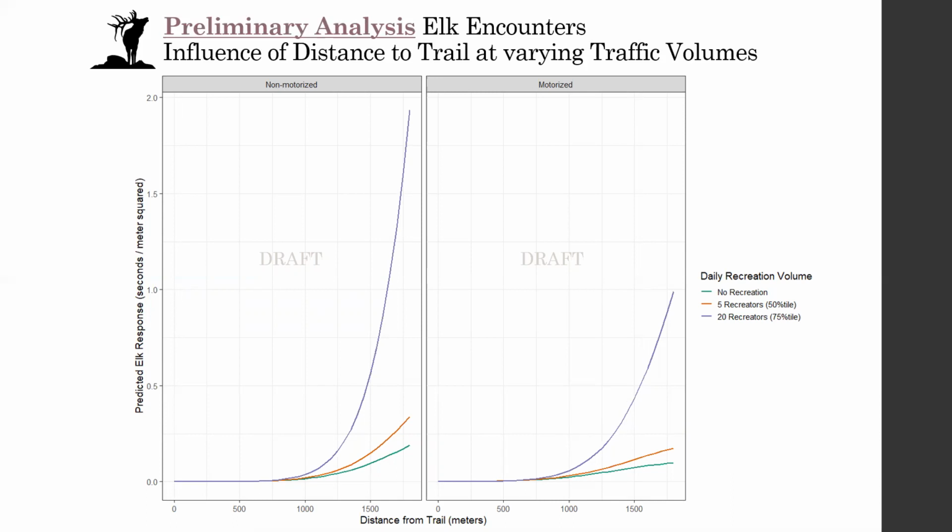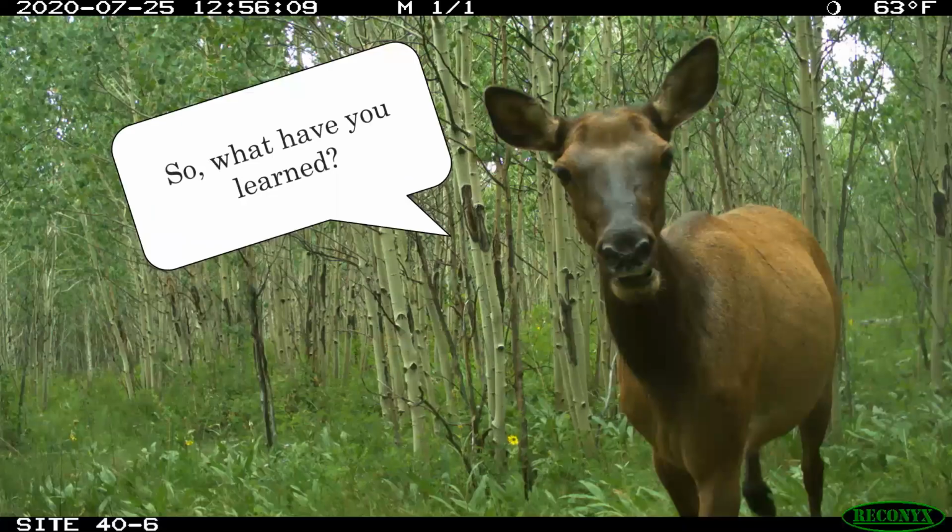The distance to trail response seems to align with what other published studies have shown. However, the increase in elk encounters with higher recreation volumes is a bit counterintuitive, and next steps for data analysis include refining this model and perhaps running a more complicated analysis that accounts for timing-related effects.